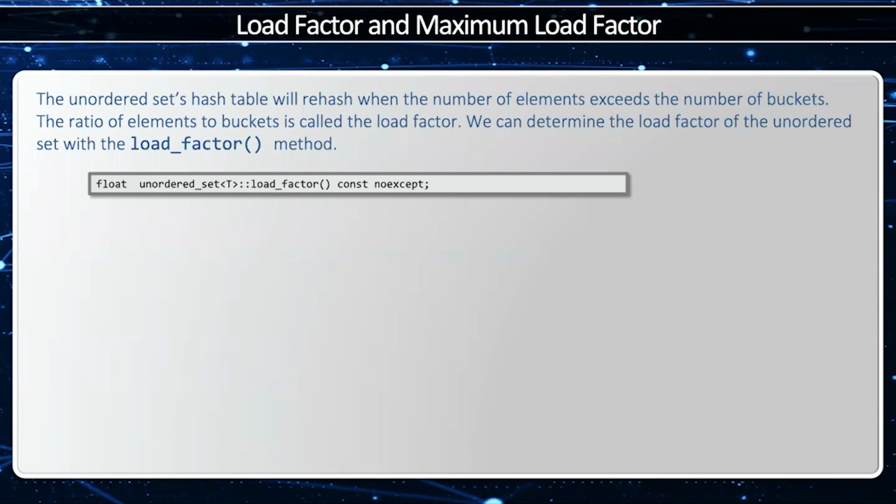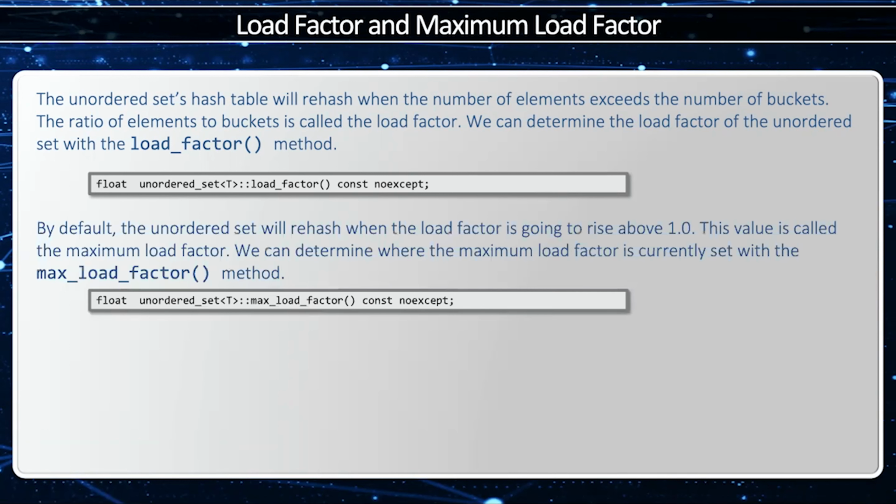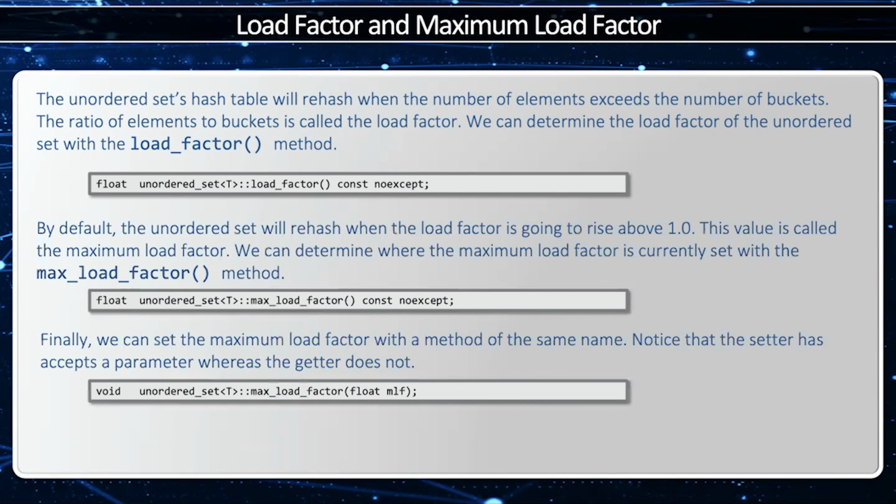The unordered set's hash table will rehash when the number of elements exceeds the number of buckets. The ratio of elements to buckets is called the load factor. We can determine the load factor of the unordered set with the load_factor method. Now, by default, the unordered set will rehash when the load factor is going to rise above 1.0. This is called the maximum load factor. And we can determine where the maximum load factor is currently set in the unordered set with the max_load_factor method. And finally, we can also adjust the maximum load factor.